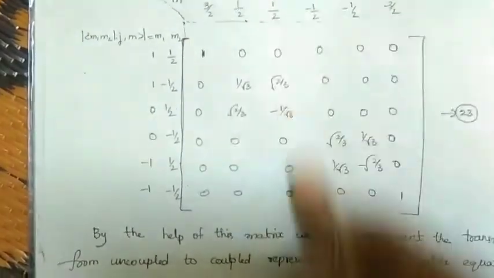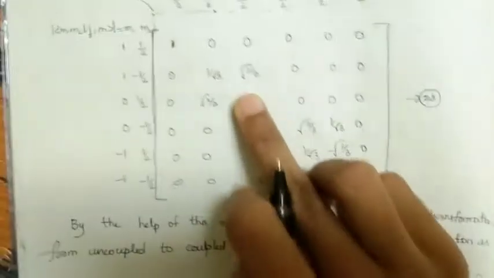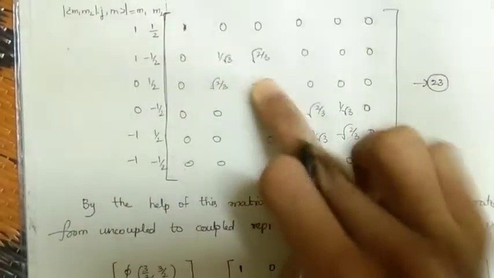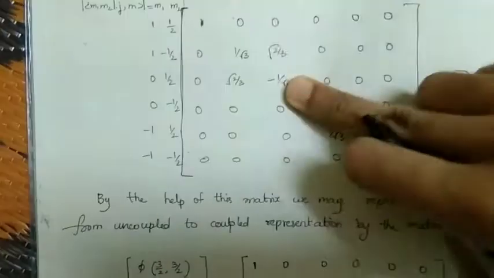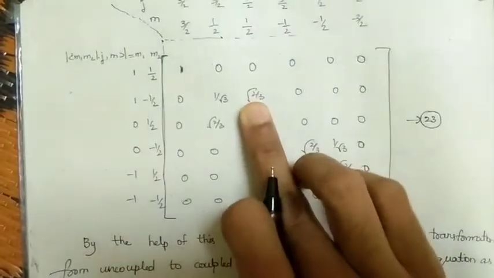In a similar manner, for this phi of j comma m, also the same. So phi of j comma m, half comma half: xi of 0 comma half has coefficient minus 1 by root 3, and xi of 1 comma minus half has root 2 by 3. In this form it can be represented.